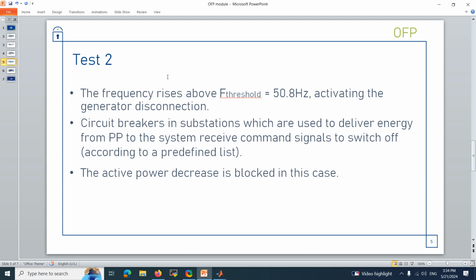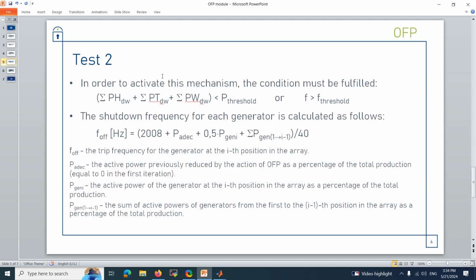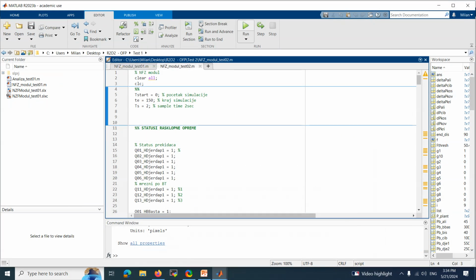This will only be applied on the Serbian pilot site because of technical reasons. For any other purpose where it suits, sending command signals directly to generators will be possible. The merit order list for disconnecting must be created by the user and be a part of the input parameters for the algorithm or application as well. So the formula for shutting down frequency is briefly shown, and the active power decrease is blocked in this case. Now we will run the simulation for test 2.